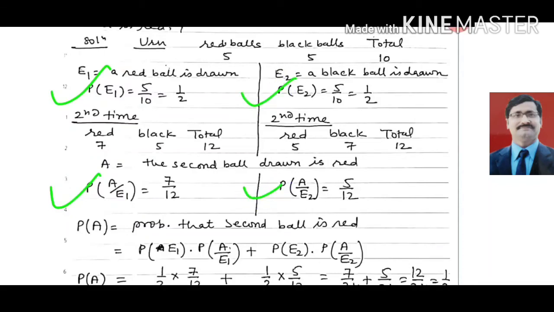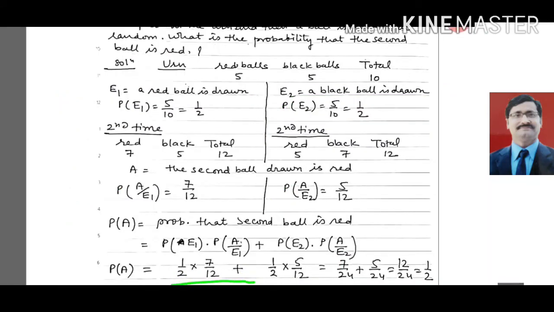So you have to multiply and write only. Here you write P(E1) is 1 by 2, P(A|E1) is 7 by 12, plus P(E2) is 1 by 2 and P(A|E2) is 5 by 12. So you multiply and solve, you will get 7 by 24 plus 5 by 24 equal to 12 by 24, that is 1 by 2. So the probability that the second ball is red is 1 by 2. Do all of you understand this?